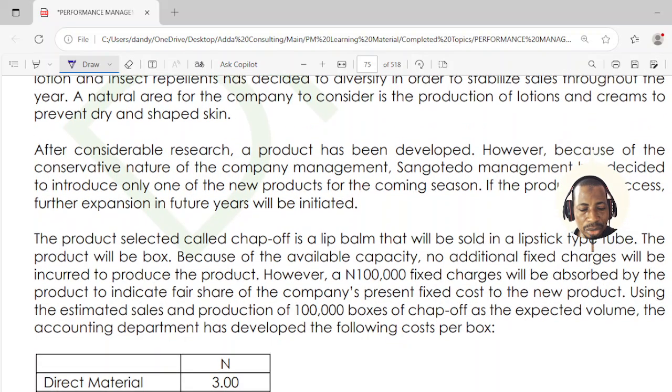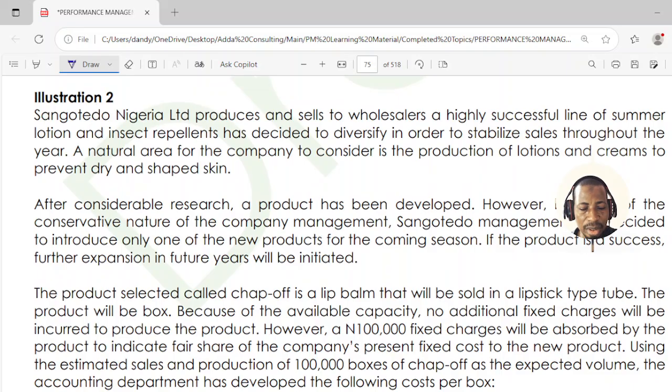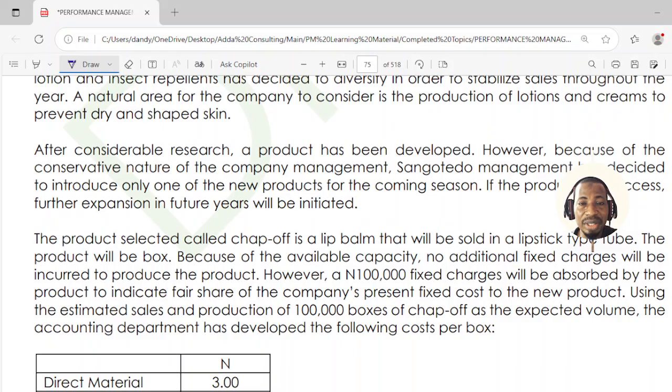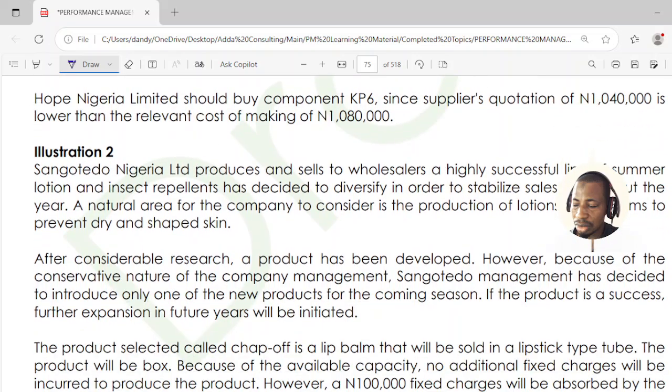So you can just go to this ebook and read and practice illustration number 2. No matter how big the question is, the principle and the concept remain the same. If the examiner gives you 2 pages, 3 pages, it's the same concept. Just compare the supplier's quotation with the relevant cost of making the component, whether it will result in saving or deficit to the organization. So you can practice this illustration number 2 from this material.